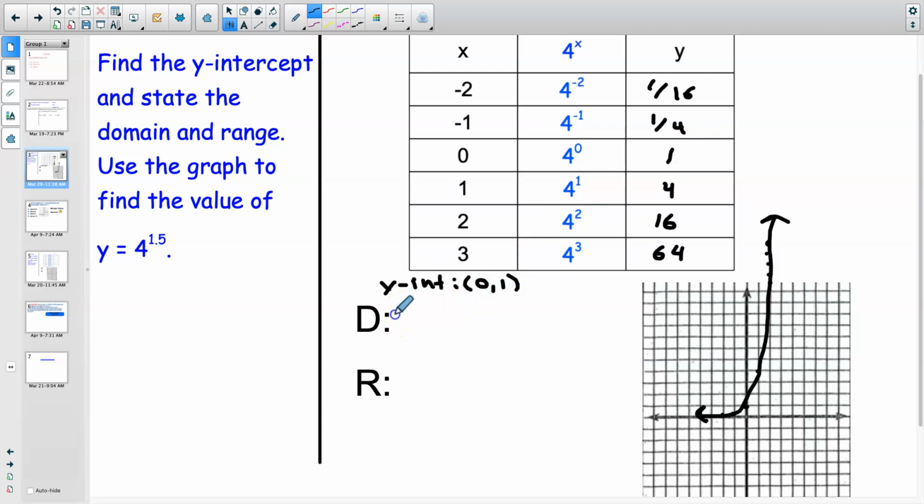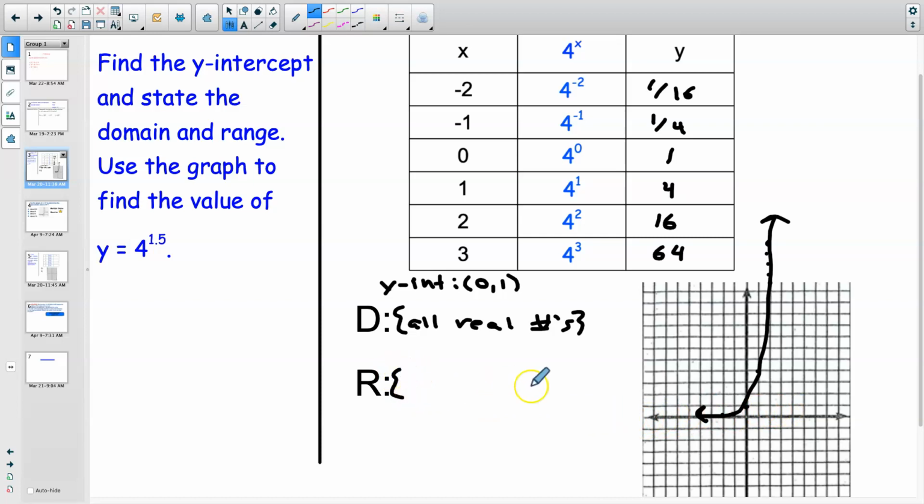The domain. Domain is the possible x values that you're getting. Notice I could have put in any negative value that I wanted, and it's continuing to go in the positive. It's just going to get extremely high up on the y-axis. So what I'm going to put in here is all real numbers. All the way to the left and all the way to the right on the x.